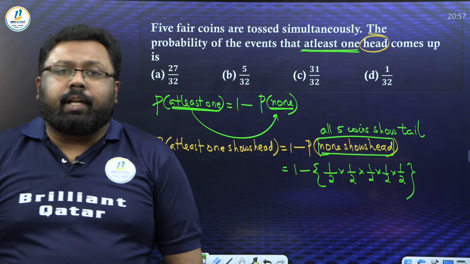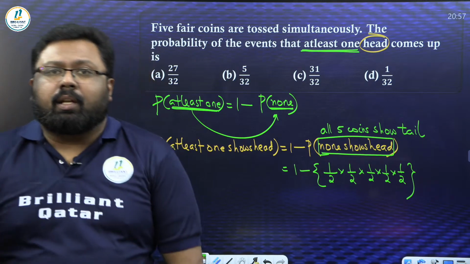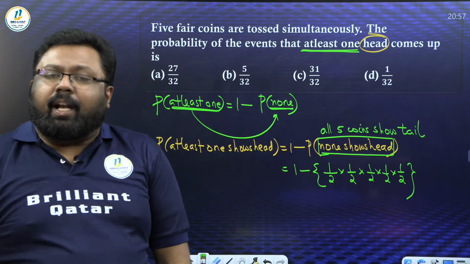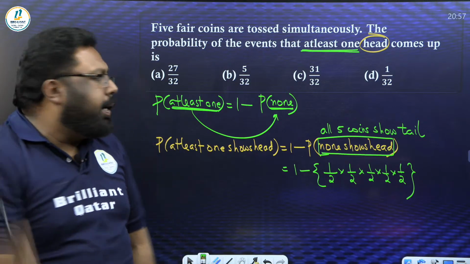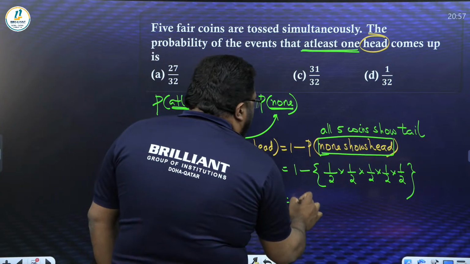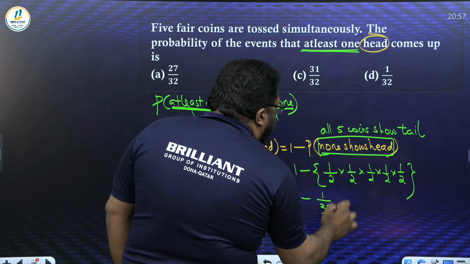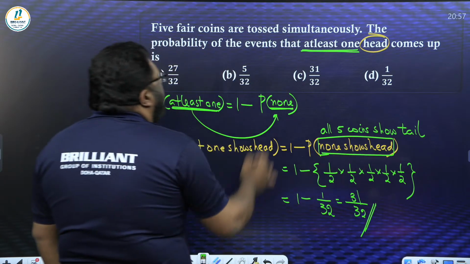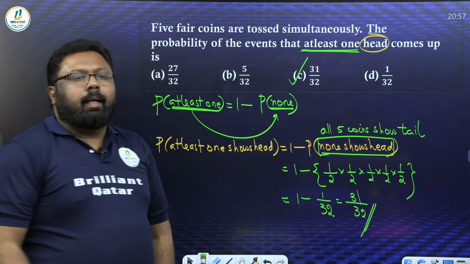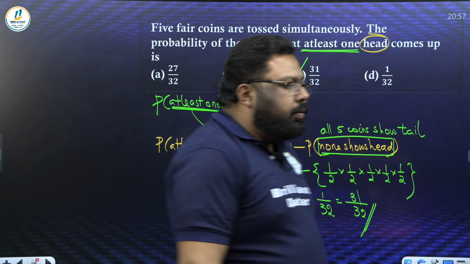So what is the probability showing a tail? It's multiplication, because each coin is independent of each other. So 1 by 2, 1 by 2, 1 by 2, 1 by 2 and 1 by 2. So answer is 1 minus 1 by 32, which is 31 divided by 32. Option C. 31 divided by 32. Very good.